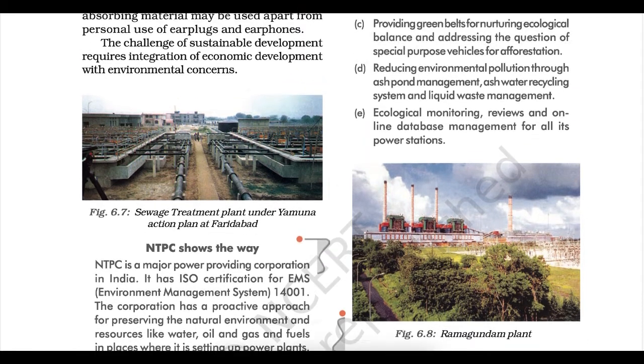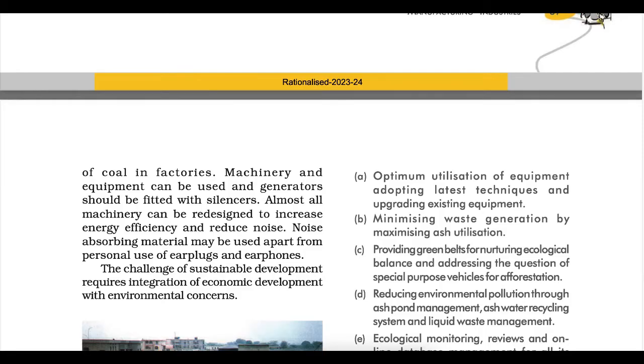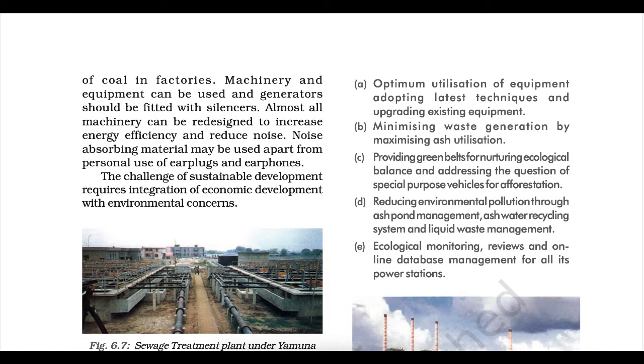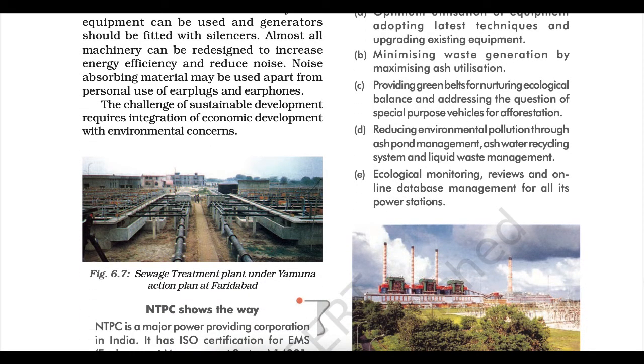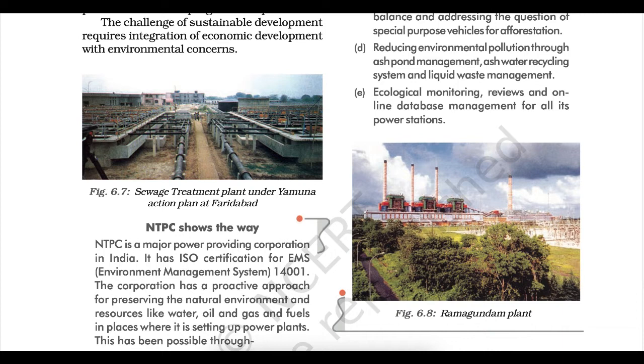This has been possible through: A. Optimum utilization of equipment, adopting latest techniques and upgrading existing equipment, minimizing waste generation by maximizing ash utilization. C. Providing green belts for nurturing ecological balance and addressing the question of special purpose vehicle for afforestation. D. Reducing environmental pollution through ash pond management, ash water recycling system, and liquid waste management. E. Ecological monitoring, reviews, and online database management for all its power stations.